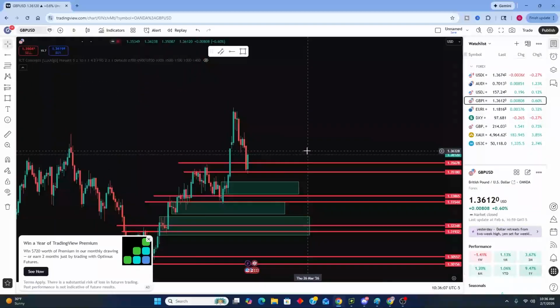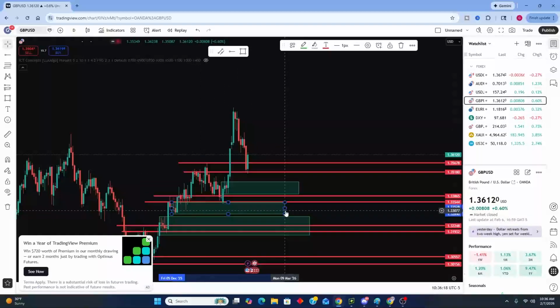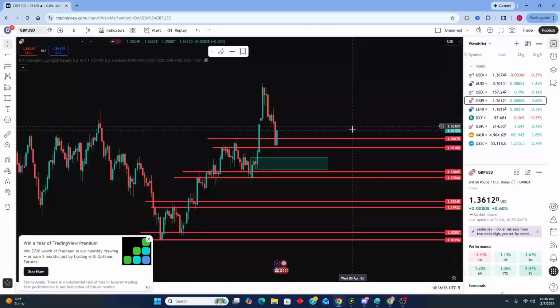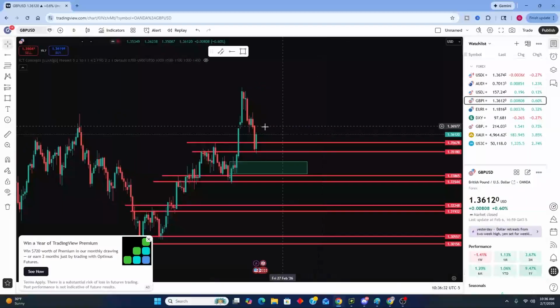So now, once you understand structure, structure then filters your trades. Now that we know we are in up structure, what should we be looking for? We should be looking for demand zones to continue going up. Where should we be looking for demand zones? We should be looking for demand zones in points of interest.